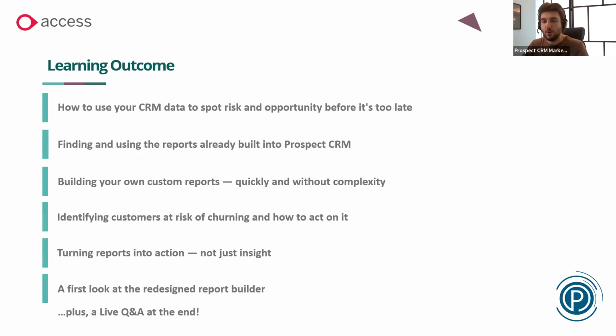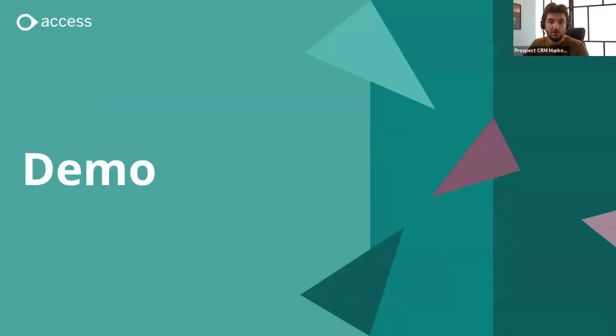Touching back on that first point, identifying customers that are at risk of churning, and then how we can act on that through the report builder, and how we can go into the other elements of the CRM, the contact data, and that sort of thing. And then taking a look at our redesigned report builder. So on that note, we're going to crack straight into a demo here, which I've got open.